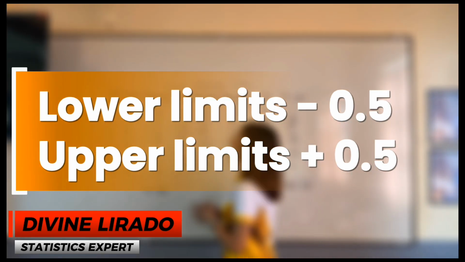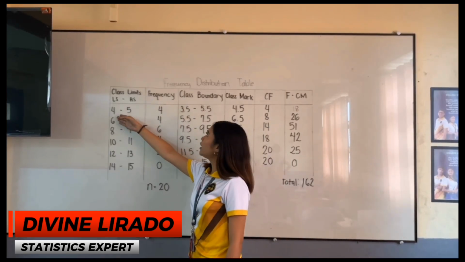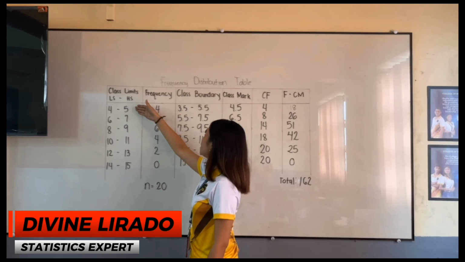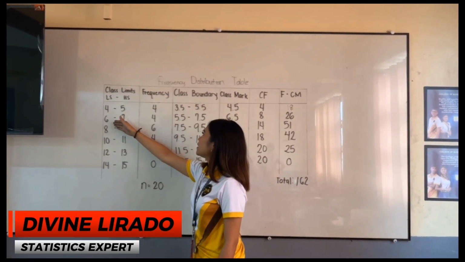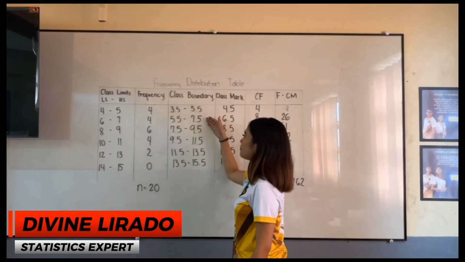0.5. And upper limit, we need to add 0.5 from the upper limit. So 4 minus 0.5 is equals to 3.5. 5 plus 0.5 is equals to 5.5. And 6 minus 0.5 is equals to 5.5. And 7 plus 0.5 is equals to 7.5.